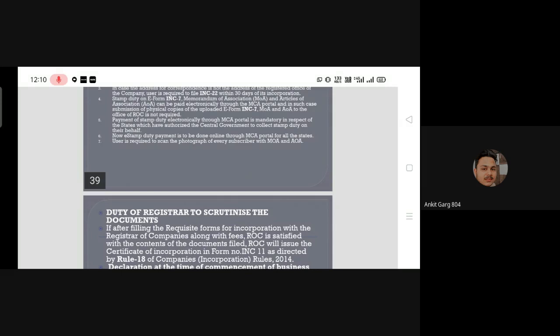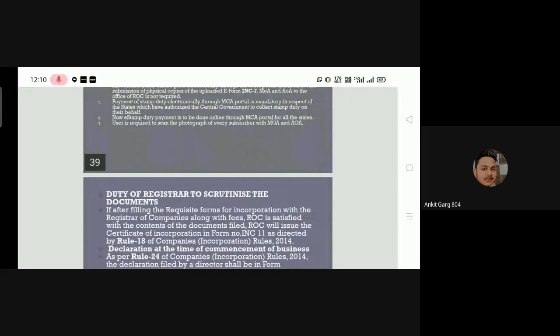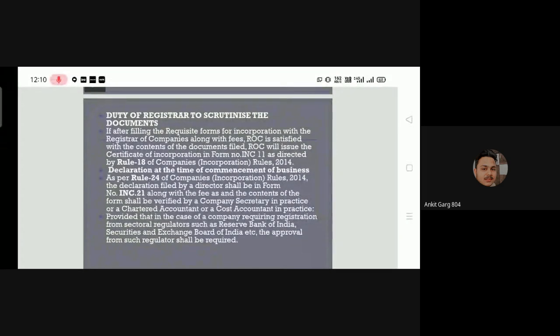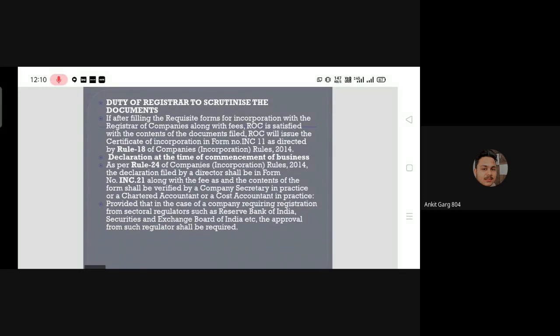Now, e-stamp duty payment is to be done online through the MCA portal for all the states. The user is required to scan the photograph of every subscriber with MOA and AOA. So now there is a duty of the registrar to scrutinize the documents. Scrutiny is very essential to check whether there is accuracy in the documents.